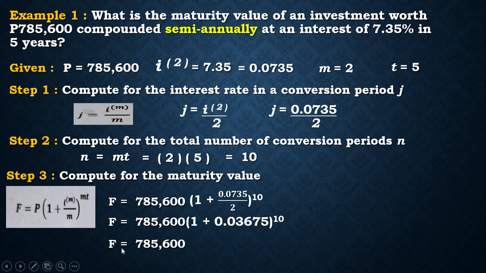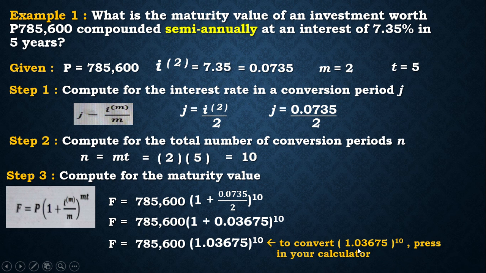Wala po muna tayong gagalawin rito. So we have to copy F is equal to 785,600. And then let's add 1 plus 0.03675, and that is 1.03675 raised to 10. Ang next step po ay i-convert po natin tong part na to. So, paano nga po natin may convert to sa calculator? To convert 1.03675 raised to 10, press in your calculator first 1.03675.